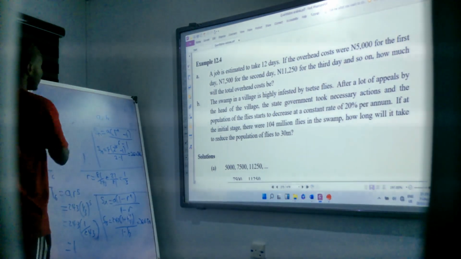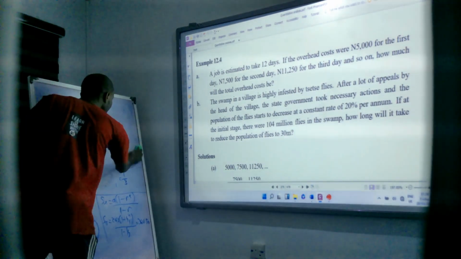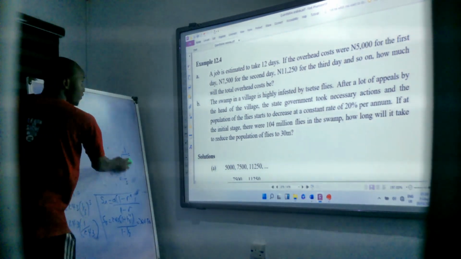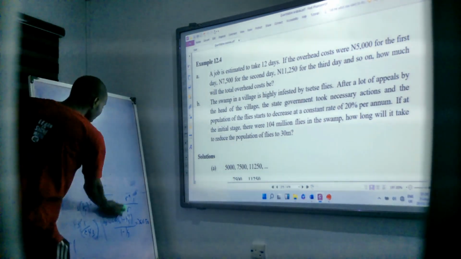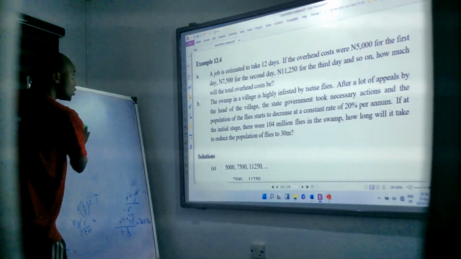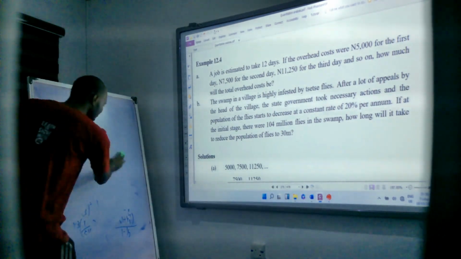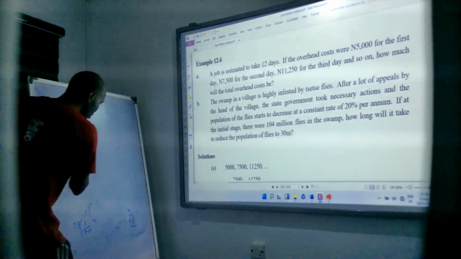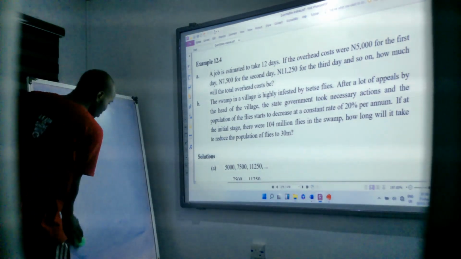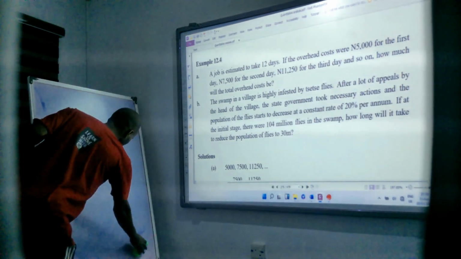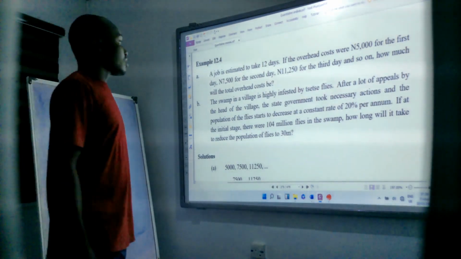The example says a job is estimated to take 12 days. If the overhead costs were 5,000 for the first day, 7,500 for the second day, 11,250 for the third day, and so on, how much will be the total overhead? It's taking 12 days. Now look at the pay: for the first day is 5,000, for the second day is 7,500, for the third day is 11,250. Is that AP or GP?